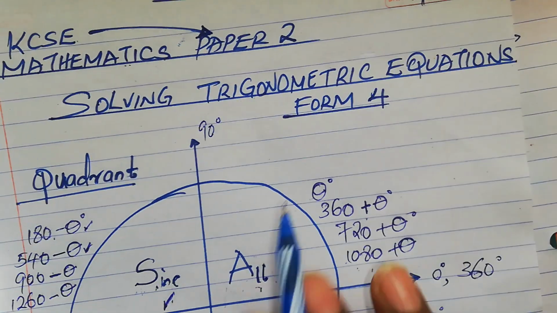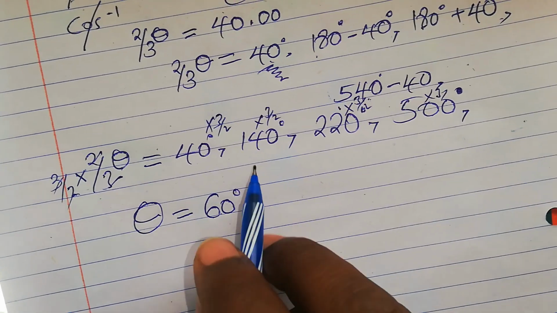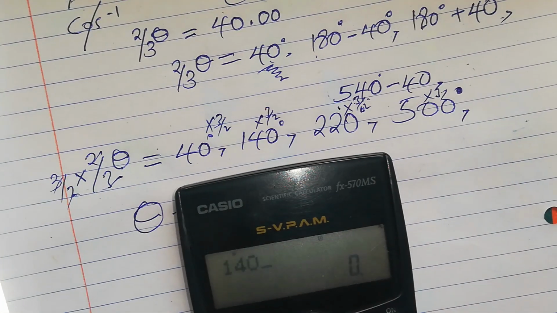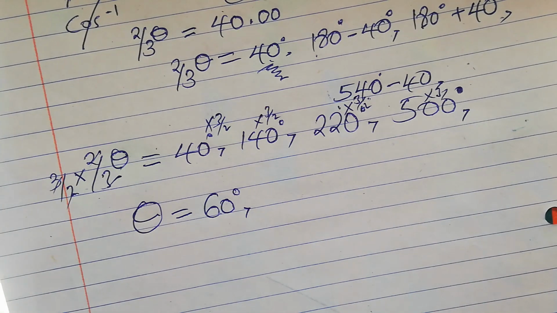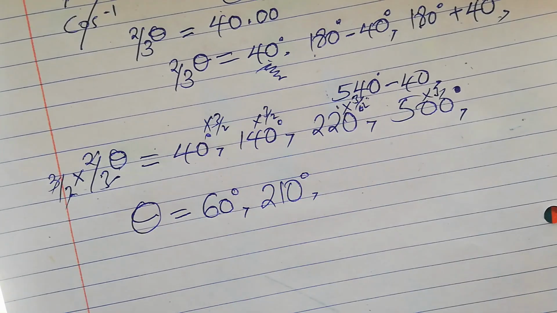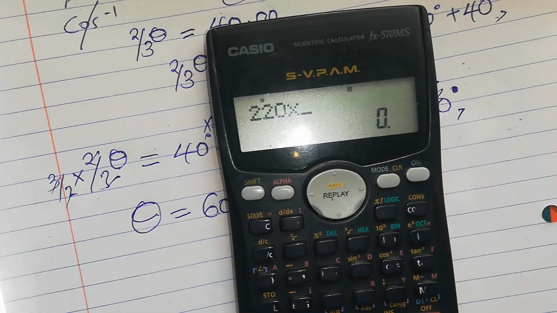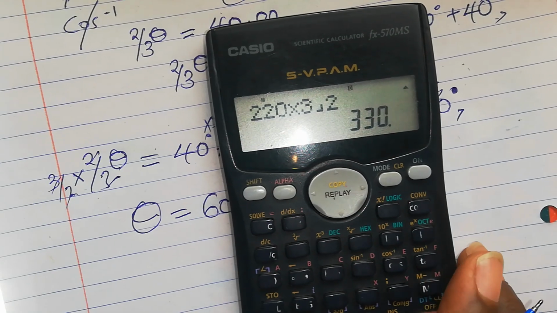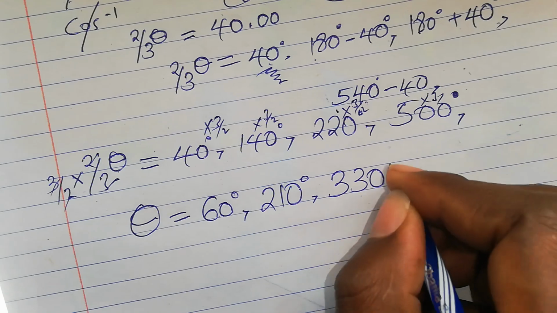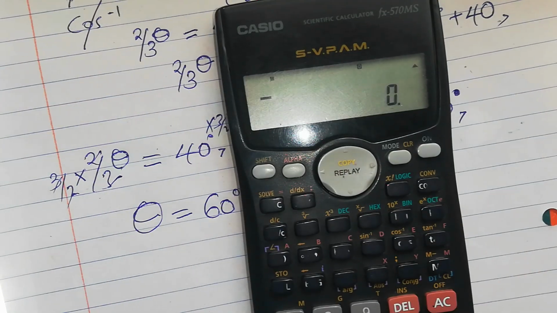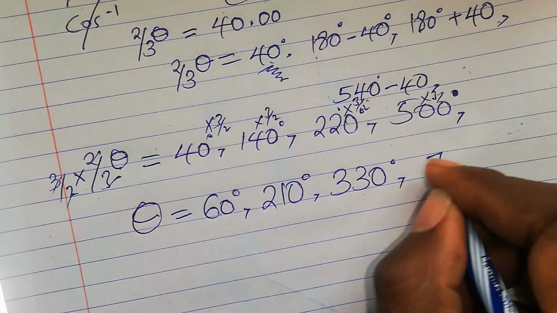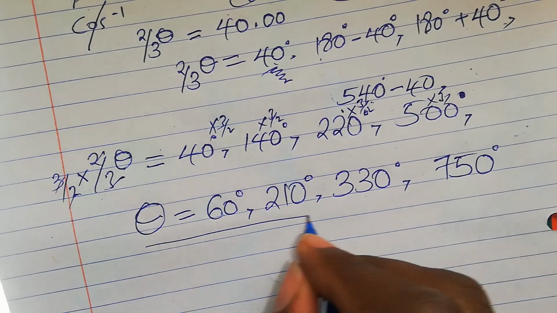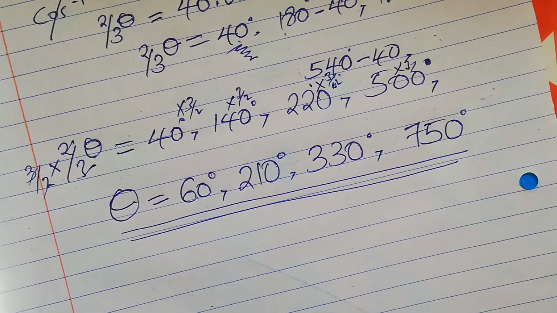But remember this first angle is in this quadrant of all, so we shall determine whether it is part or not. Then 140 times 3/2, we get 210 degrees, comma. 220 times 3/2, we get 330, comma. 500 times 3/2, we get 750. Now from these angles, all of them are solutions, but which angles do we need?